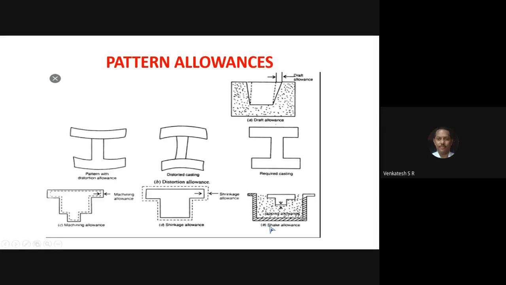In the fifth one, this is rapping, wrapping allowance. Write down the rough diagram. Subdivision A, draft allowance. Subdivision B, distortion allowance. Subdivision C, machining allowance. Subdivision D, shrinkage allowance. Subdivision E, shake allowance.